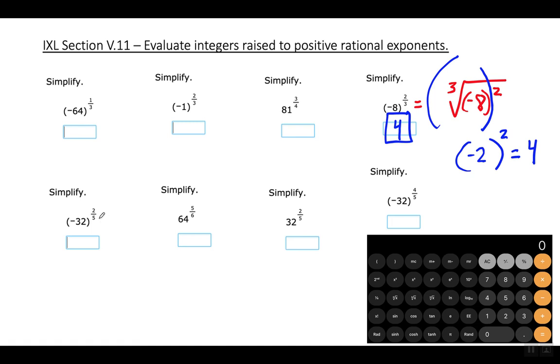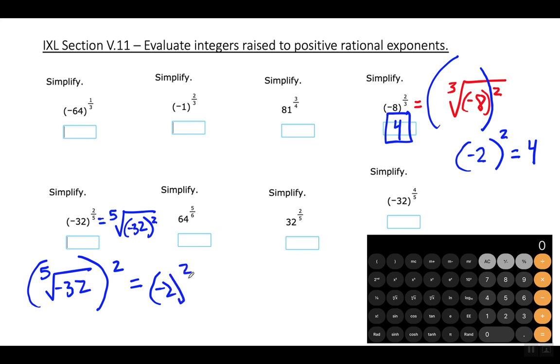Let's do this one. I rewrite it, and I'm going to get the fifth root of -32 to the second power. Okay, so again, the smart way to do it is like this. First get the fifth root of -32. This one comes up a lot, like the fifth root of 32, so you should memorize it. The fifth root of 32 is 2, and the fifth root of -32 is going to be -2. And then negative 2 to the second power equals positive 4.